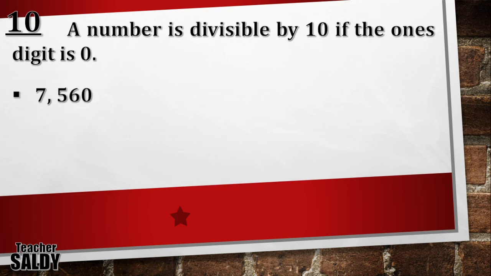So, let's have examples. 7,560. So, dulo niya is 0. 24,200. The ones digit is 0. 598,860. The ones digit is 0. So, therefore, these numbers can be divided by 10. So, again, a number is divisible by 10 if the ones digit is 0.